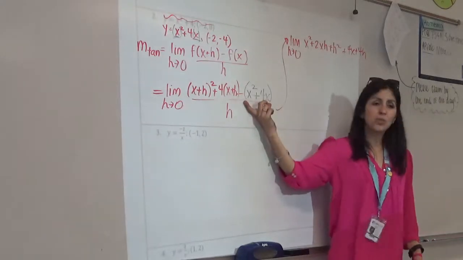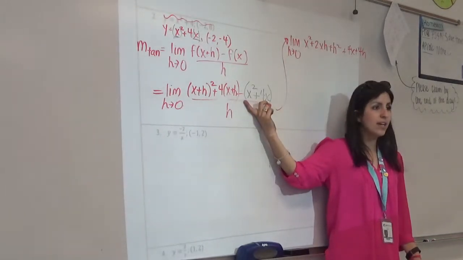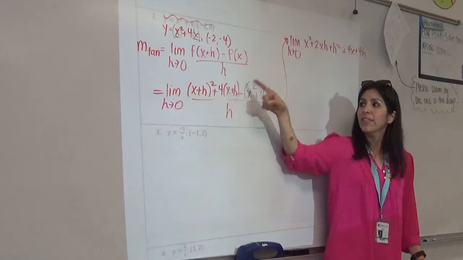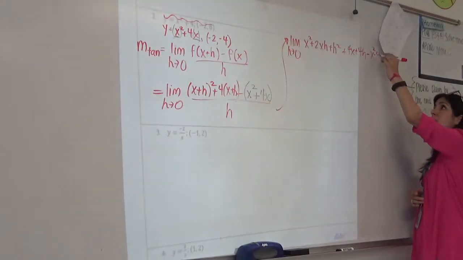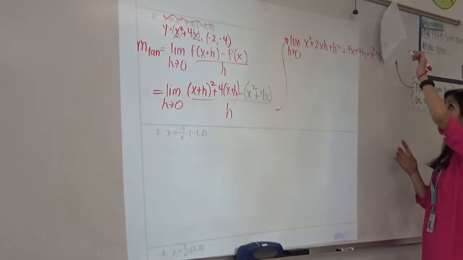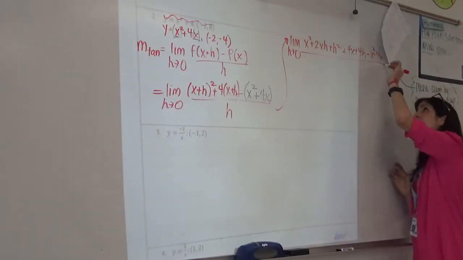And algebra on the last piece in black, a little bit more has to happen. Distribution. Negative's got to go to both. Negative x squared minus 4x. By the way, this is your paper. Come get it. All over h.